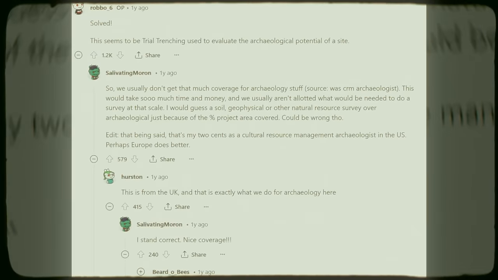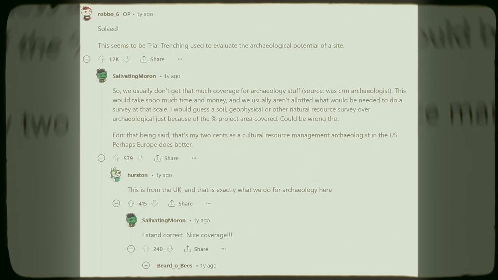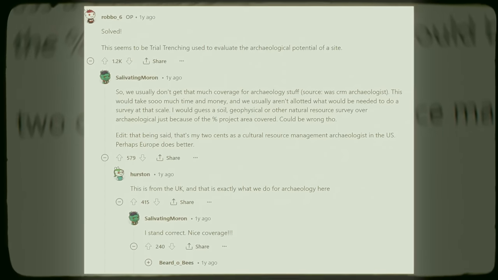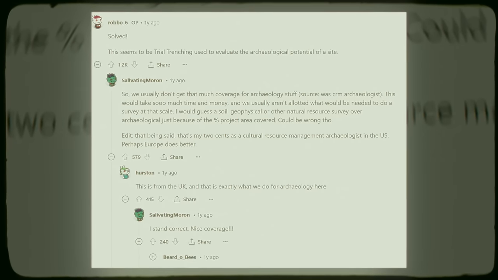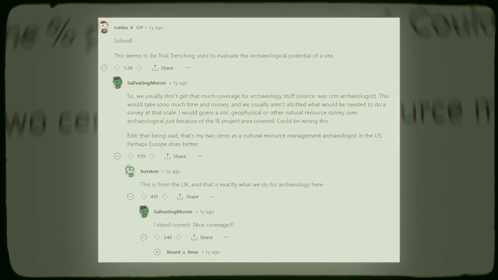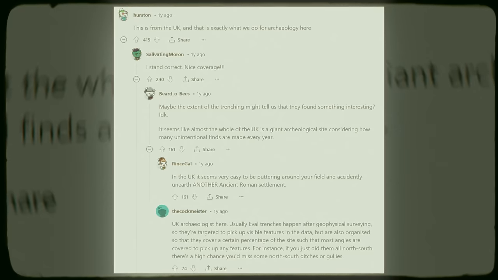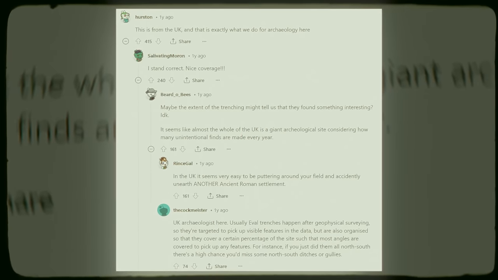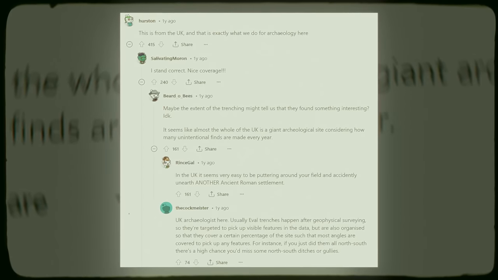Salivating Moron, however, contested this conclusion. They stated that they'd been an archaeologist and that something on this scale would have taken too much time and too much money. It was furthered that the archaeologists would not be allotted that much for a survey. Their guess has been that it was a soil, geophysical, or another natural resource survey, and not related to archaeology, which they based off of the present project area that's been covered. Hurston, another commenter, explained that this image was from the United Kingdom and not America, who perhaps do things differently. Another archaeologist, this time from the UK, explained that eval trenches would be the result after geophysical survey.